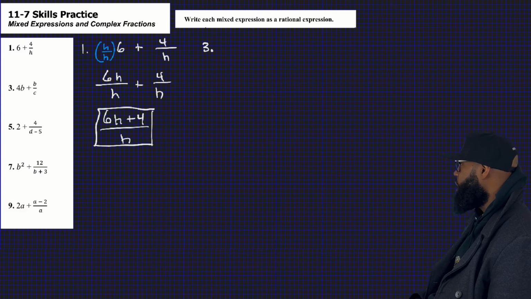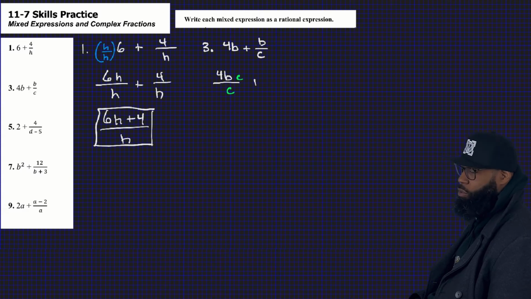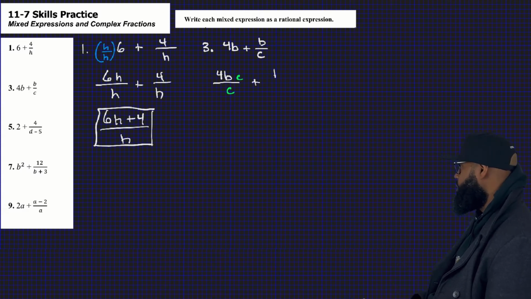Take care of the next one, 4b plus b divided by c. And again, guys, recognizing that I have the first term plus a rational expression. So let's get a common denominator of c. Big 1 again, which is c over c. Didn't even write it this time, just put it there. And of course, nothing to change for the second one because it already has the c in the denominator.